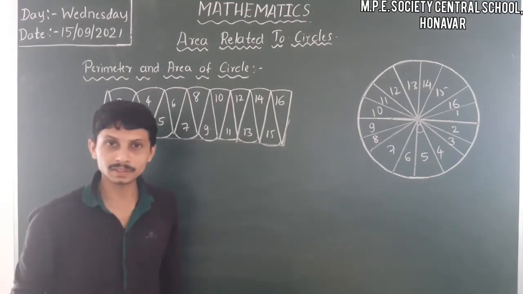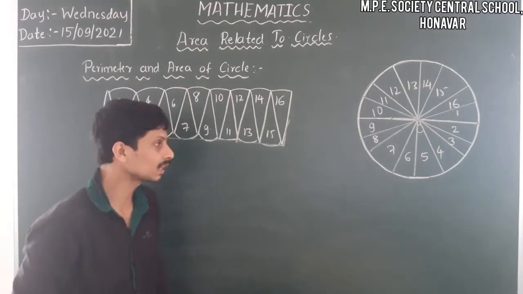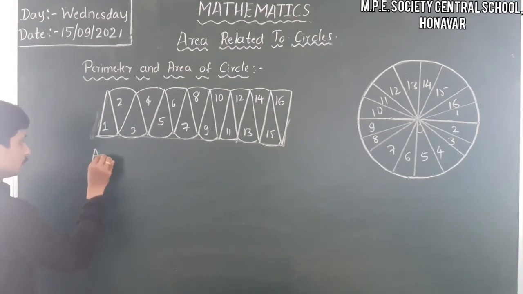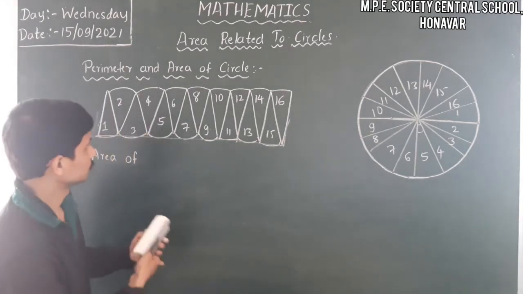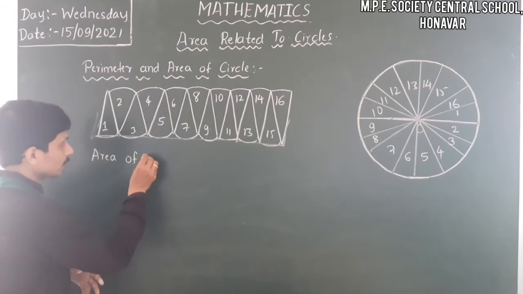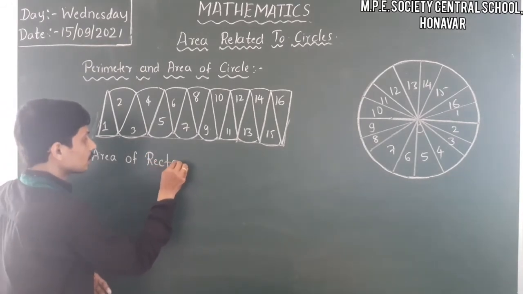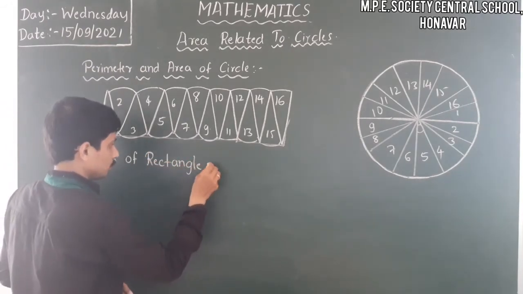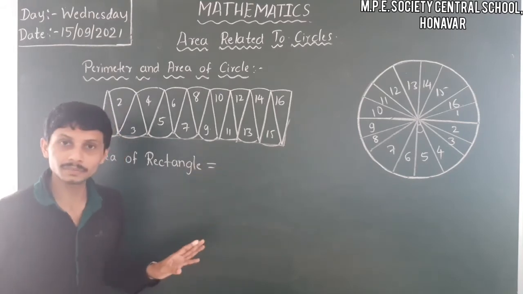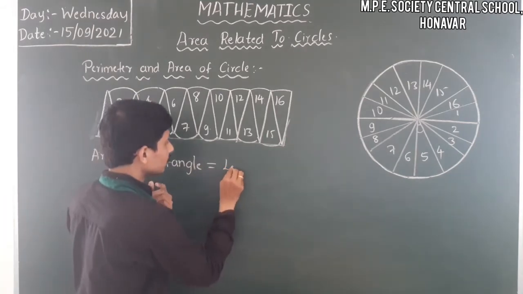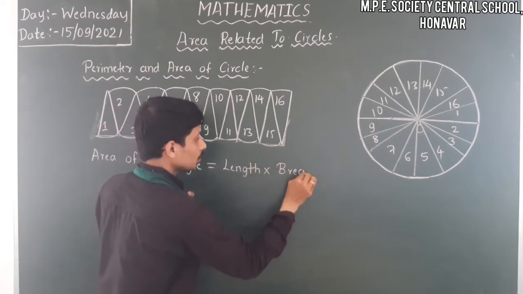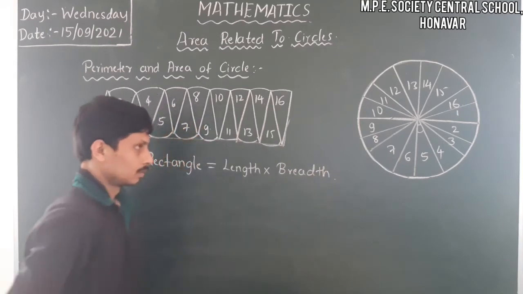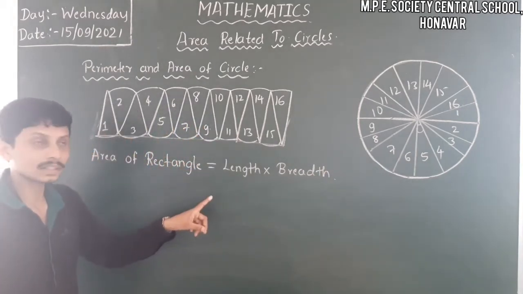So let us have the area of the rectangle. What is the area of the rectangle here? Yes, the area of the rectangle, we already know, is nothing but length into breadth. Length into breadth. Yes, we have the area of the rectangle.